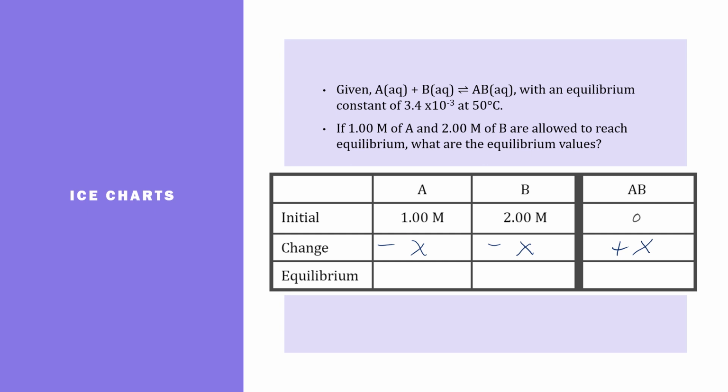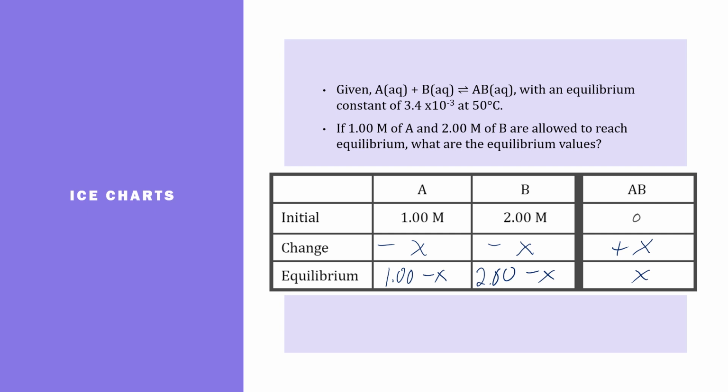Now for this one, they didn't give us any values at equilibrium, so we can't solve for that row yet. For right now, let's go ahead and just plug in, this is 1 minus x, this is 2 minus x, and this one's just x.